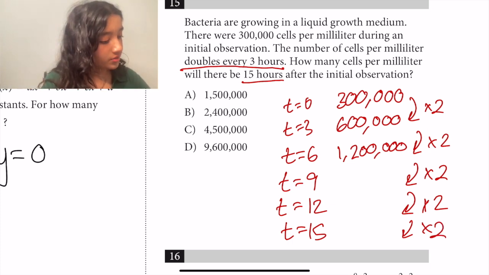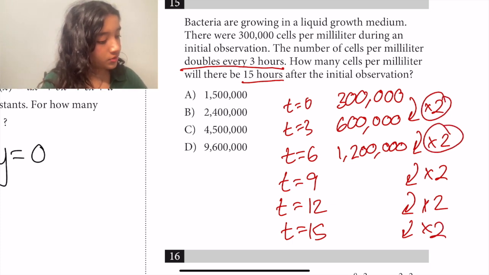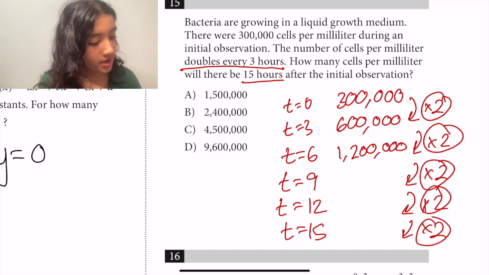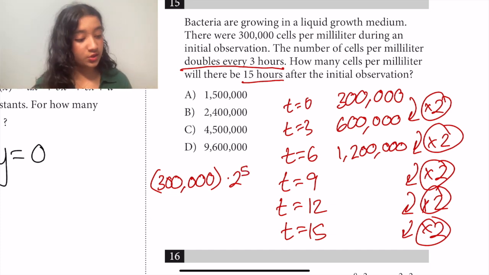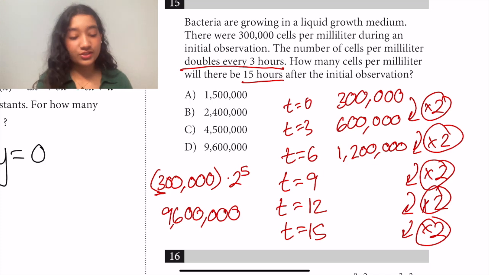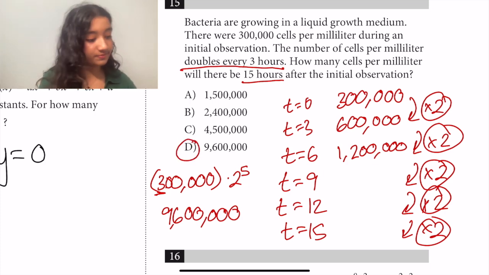So altogether, this is 1, 2, 3, 4, 5 powers of 2. So you're multiplying your original amount, 300,000, times 2 to the 5th. So 2 to the 5th is 32. 32 times 3 is 96, and then we can write all the following zeros. So this is equivalent to answer choice D.